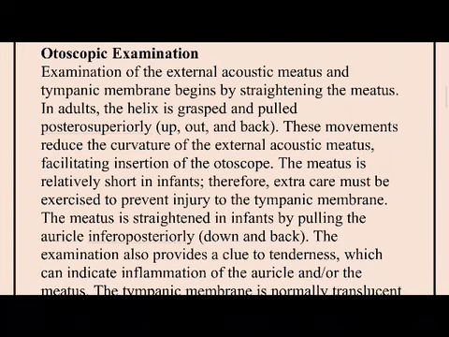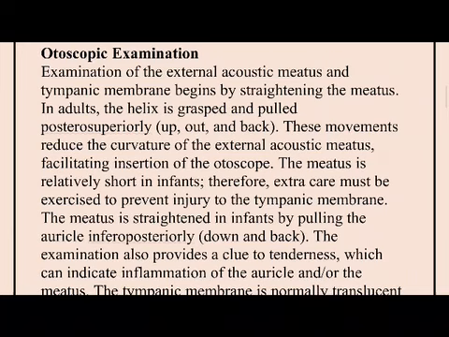When you do these movements, what happens? It reduces the curvature of the external acoustic meatus, and you now have an easy way to insert the otoscope. The meatus is relatively short in infants, so you have to really be careful when you're examining with the otoscope, so that you don't injure the tympanic membrane. The meatus is straightened in infants by pulling the auricle inferior posteriorly.